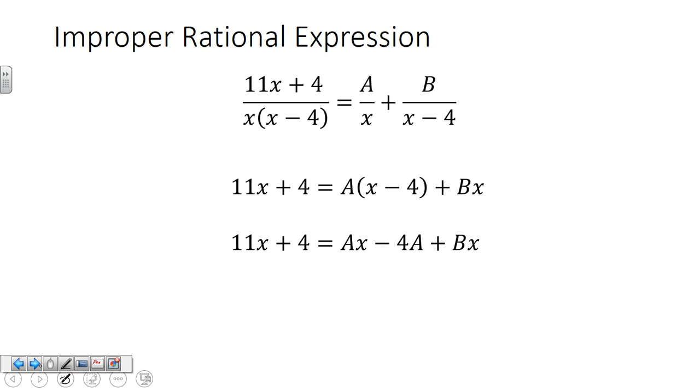Go ahead and multiply or distribute our a, just like we did before. And I'll group the a and the b, x, together.